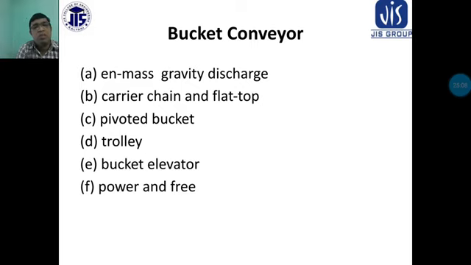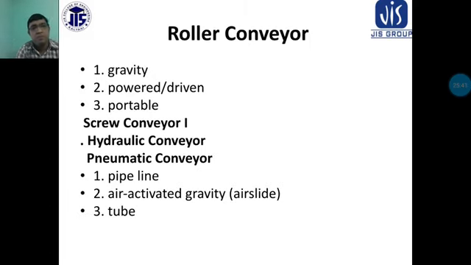And basically, when we go to places in Calcutta, we can see this type of bucket elevator in use, where the capsule type of lift is used for different multiplexes and multi-storey complexes. The bucket elevator is used there. Another is the power and free conveyor, which is considered under the bucket conveyor. And the roller conveyors come here, such as gravity and driven ones, and also the portable roller conveyors.